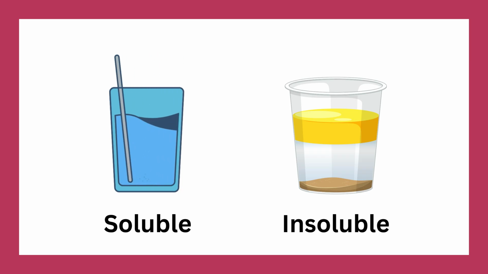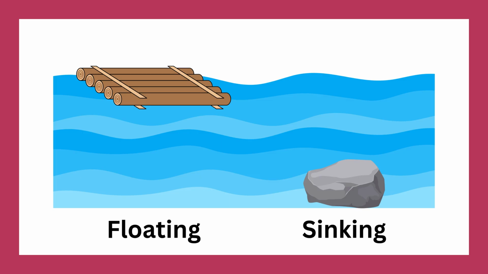Some liquids can mix together too. If you pour milk into water, they mix completely. But if you try to mix oil and water, the oil will float on top in a separate layer. They do not mix.